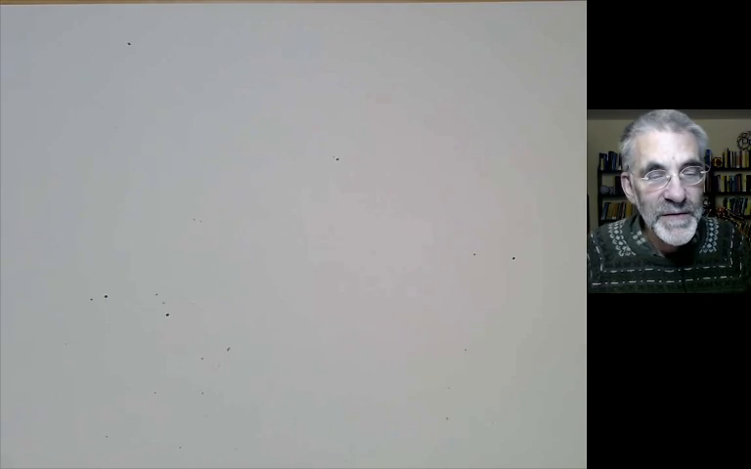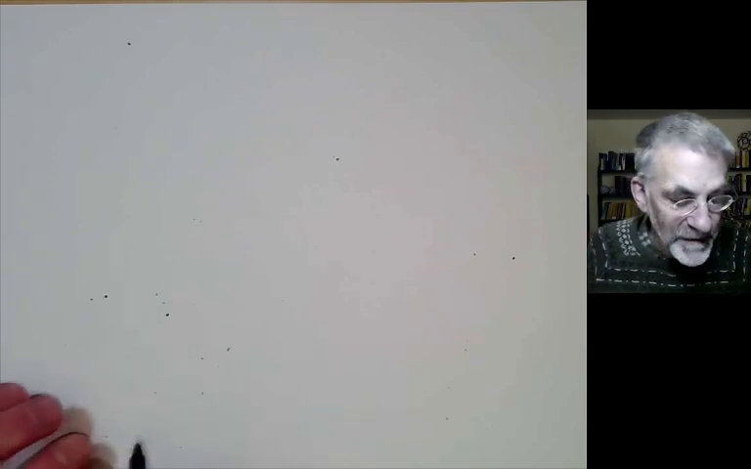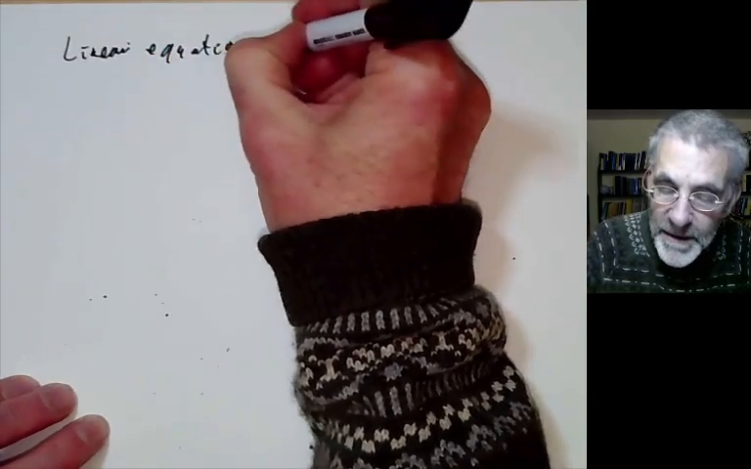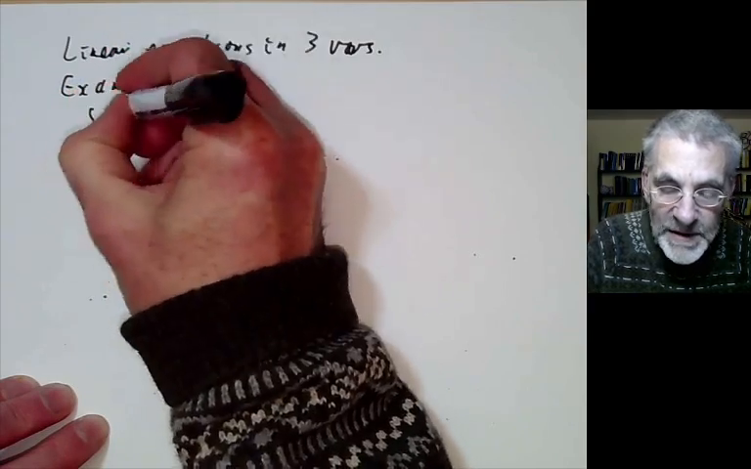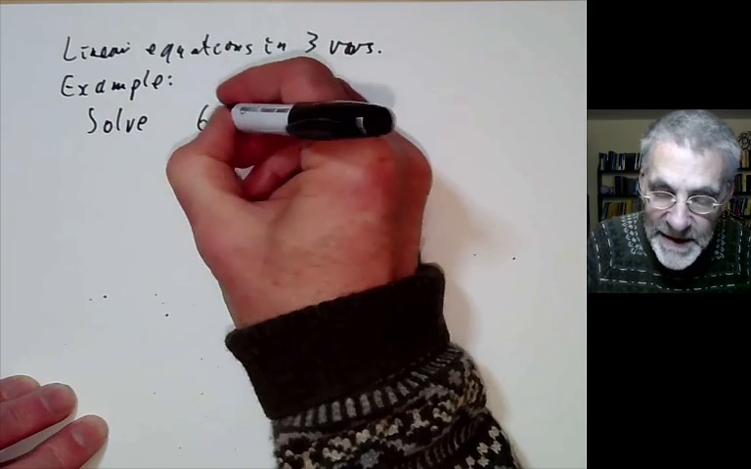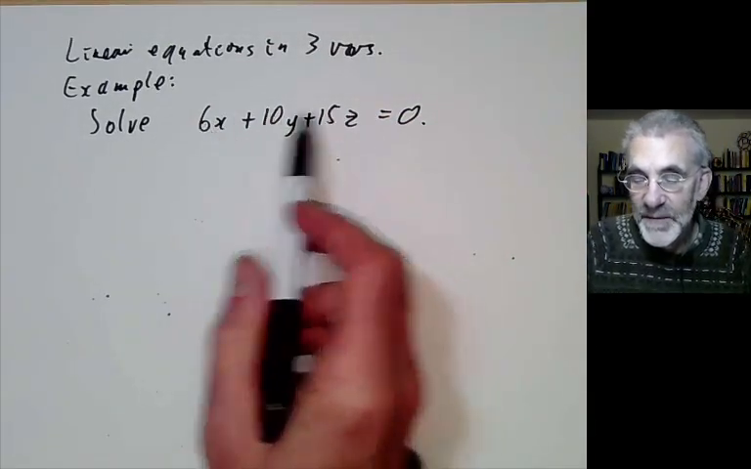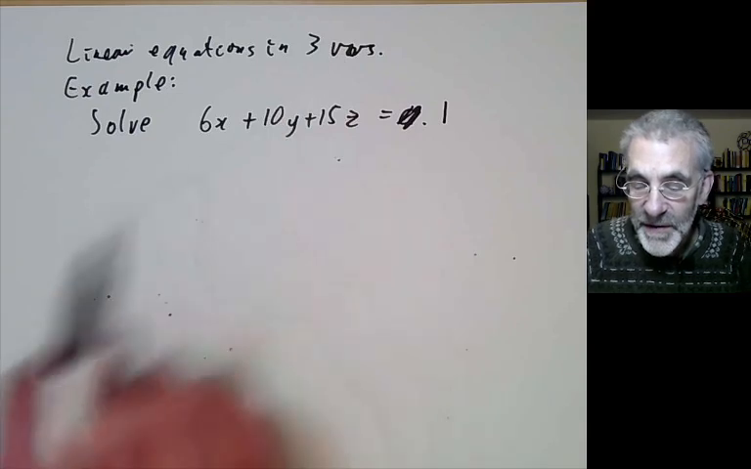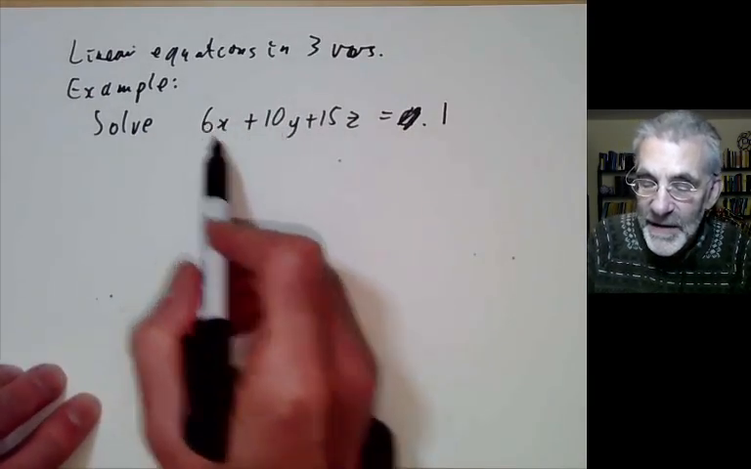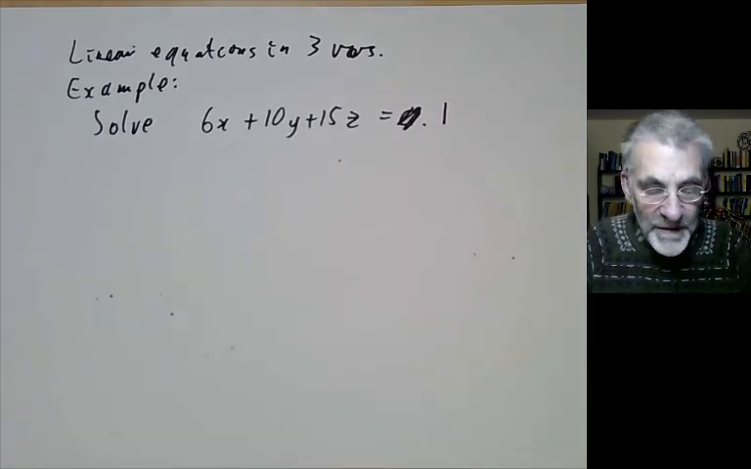Well, that sort of deals with equations in two variables. What about equations in three variables? So we want to do linear equations in three variables. Let's do an example. Let's try to solve 6x plus 10y plus 15z equals 0. Now, you notice if two of these numbers were coprime, then we could solve it just ignoring the third variable. We notice that these have a highest common factor of 2, these have a highest common factor of 3, and these have a greatest common factor of 5. So we can't solve this by ignoring one of the variables.